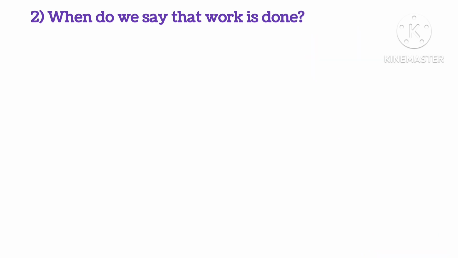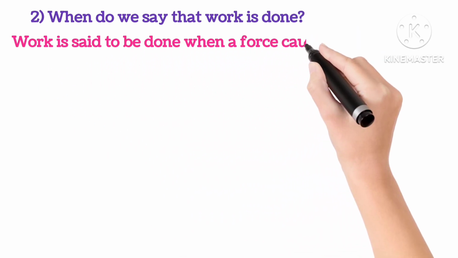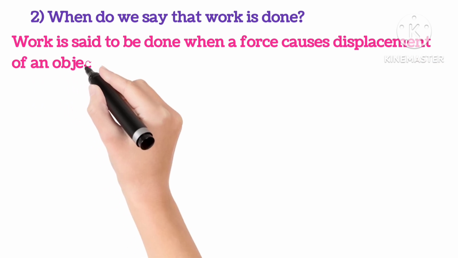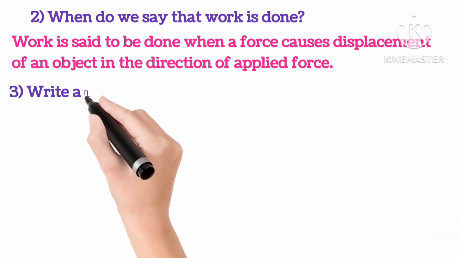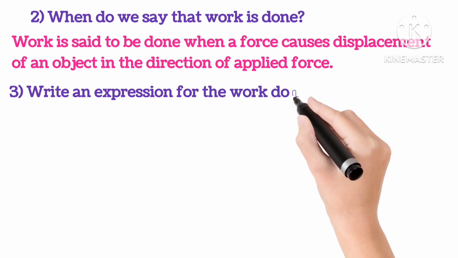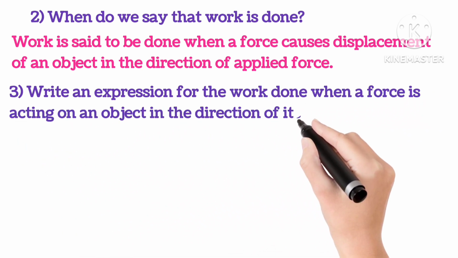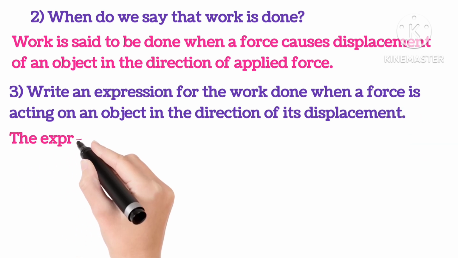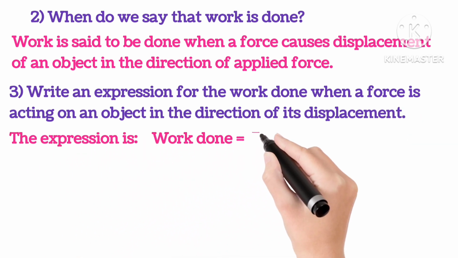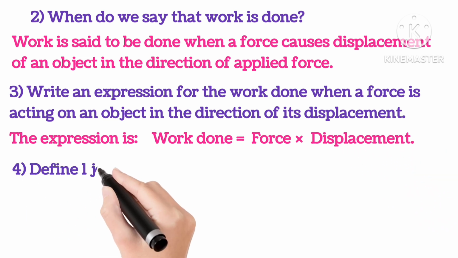When do we say that work is done? Work is said to be done when a force causes displacement of an object in the direction of the applied force. Write an expression for the work done when a force is acting on an object in the direction of its displacement. The expression is work done is equal to force into displacement.